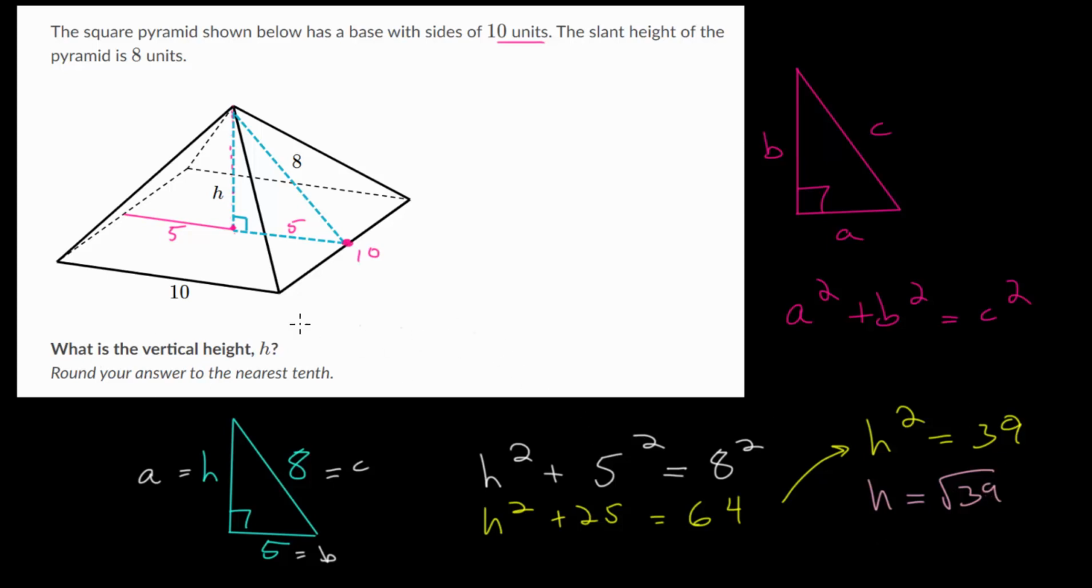And we're not interested in simplifying this since we need to round our answer to the nearest tenth. So we really just want to plug this into our calculator. This is not a perfect square, so we're not going to get a whole number answer, but we can still get an approximation. When you plug this in, h is approximately 6.244997 and so on, but we're rounding to the tenths place. So 6.24, we're going to round that down to 6.2, and we just have units. This will be our final answer for this one. This is the vertical height of this square pyramid.